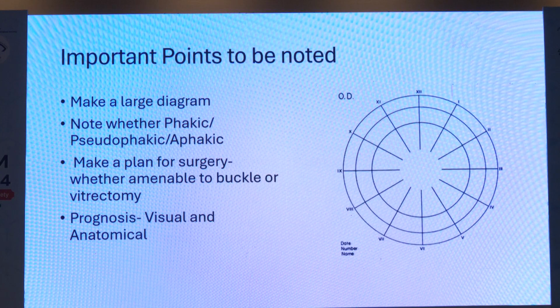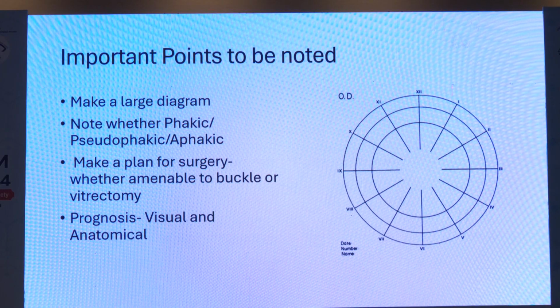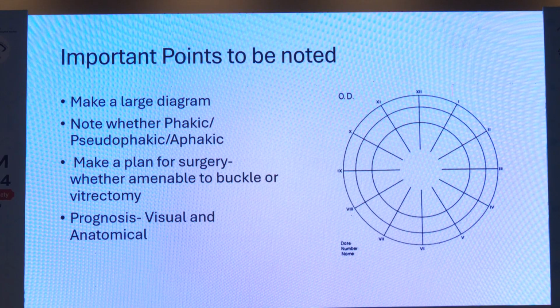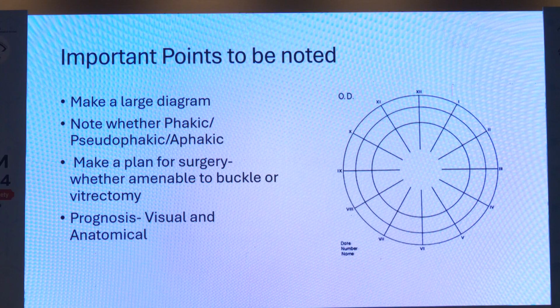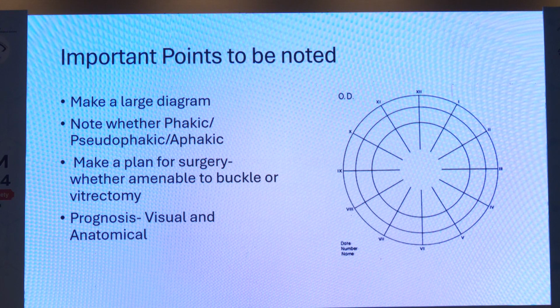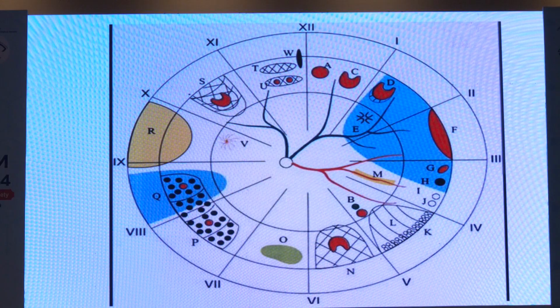So you have to make a large diagram before the surgery. It has to be known whether the patient is phakic, aphakic, pseudophakic. Make a plan for the surgery, whether it is amenable to buckle or vitrectomy, depending upon whether you can indent it well. Also prognosticate the patient in terms of visual as well as anatomical outcomes. Say so many percent chances of the retina attaching in the first go. Fresh RD, it is 60%. Old RD is like 30 to 40%. Twice, thrice operated means 10% or maybe no chance to fix the RD. So anatomical outcome has to be given. Whether the vision will improve or remain the same, that also has to be known by the patient. So this is a kind of a large diagram.